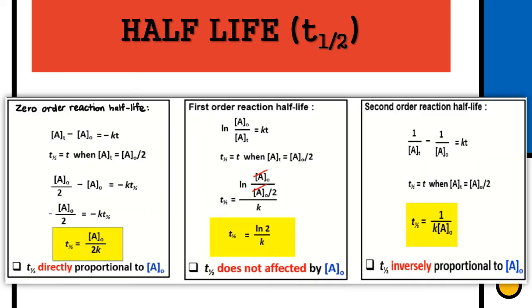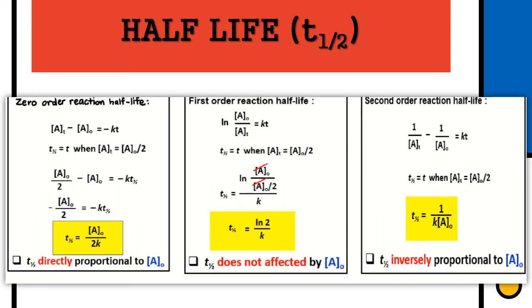Let's look now at the equation for our half-life. Okay, we're going to look at each order of reaction, zero order, first order, and also second order reaction half-life. So let's start with the zero order half-life. For zero order half-life, the equation is actually derived from our integrated rate equation.